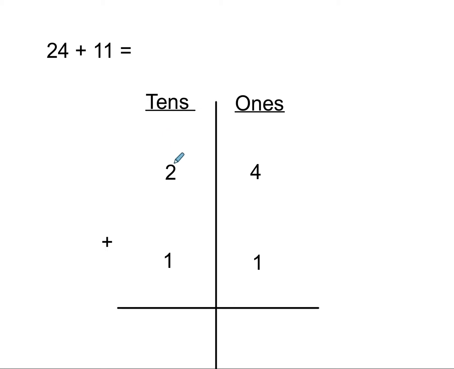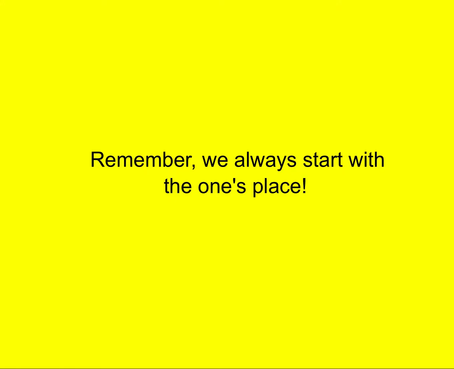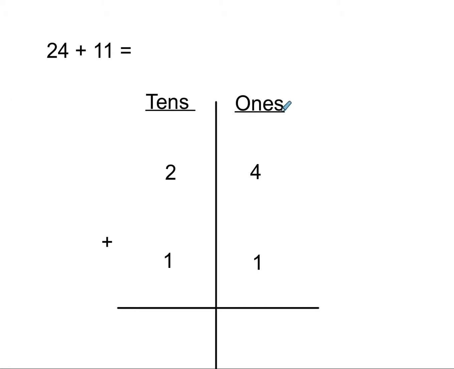So down here, I have my numbers written out. 24 plus 11. I'm going to start adding the numbers, and remember that we always start in the ones place. So the first numbers I'll look at are here in the ones place. In 24, 4 is in the ones place.